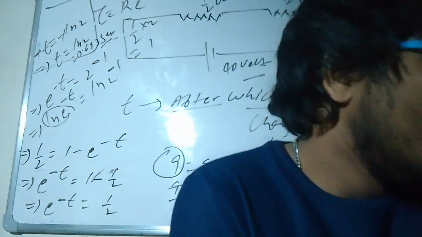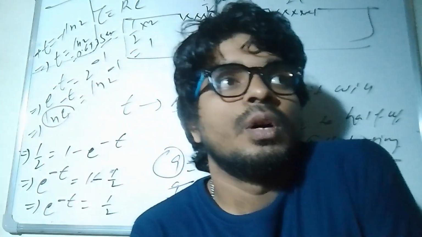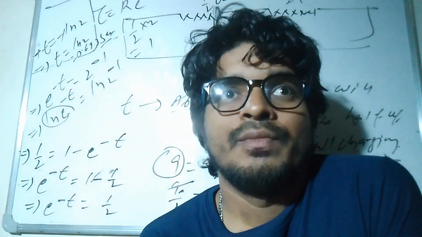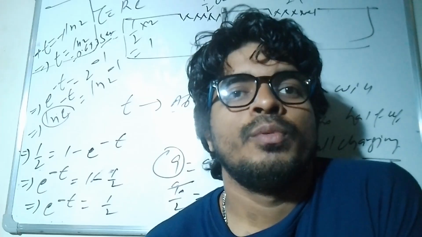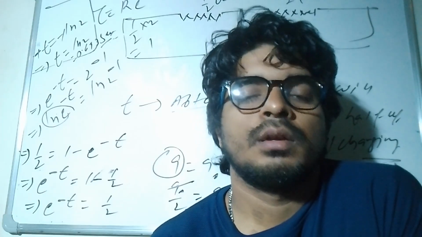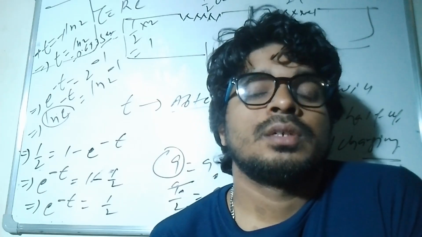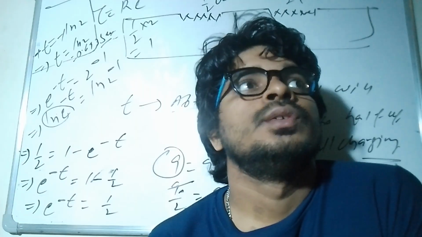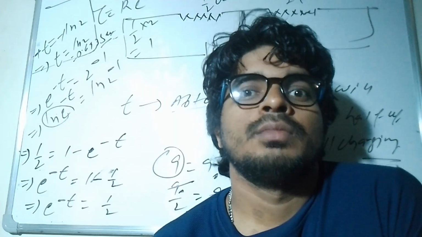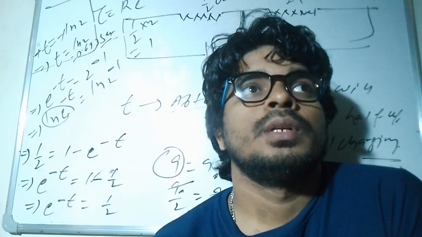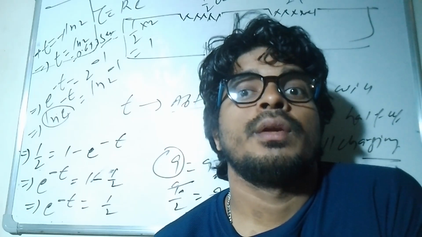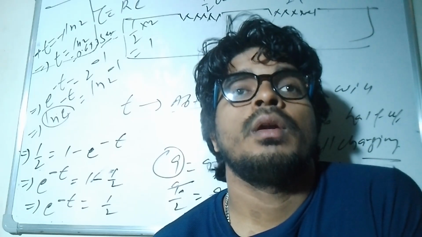So basically if you want to play with the capacitor, you have to take care of everything. You have to take care of the series combination, parallel combination, mixed combination, balanced combination, unbalanced combination. You have to know how to distribute charge. In series combination, charge is going to be constant throughout the circuit. In parallel combination, voltage is going to be constant throughout the circuit. If you know all these combinations, then it's important.